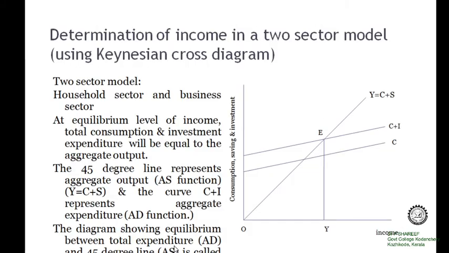Now, we can discuss the Keynesian cross model by assuming a two-sector economy, a three-sector economy, and an open economy. In a two-sector economy, there consists of the household sector and the business sector. At the equilibrium level of income, aggregate expenditure, which consists of consumption expenditure and investment expenditure, equals the aggregate output, which consists of consumption and saving, that is Y = C + S.